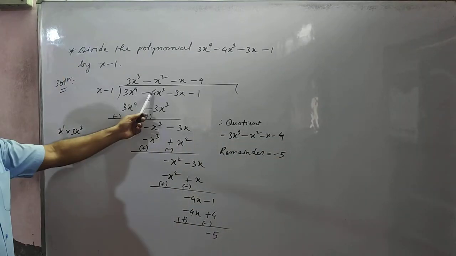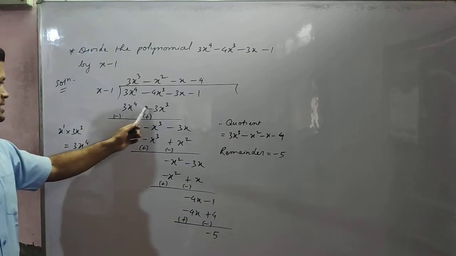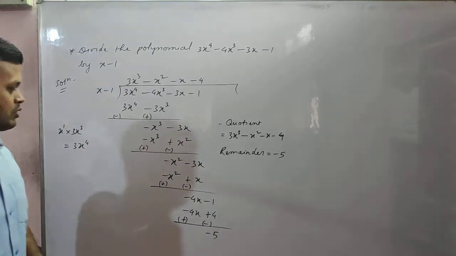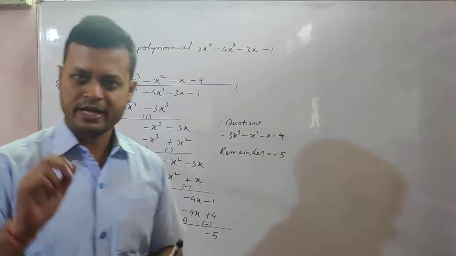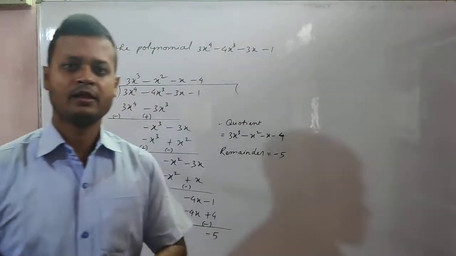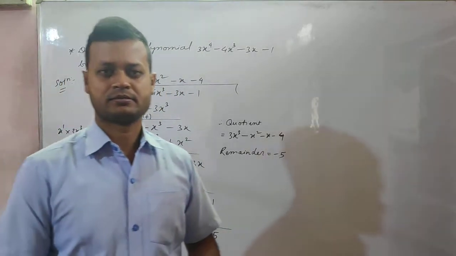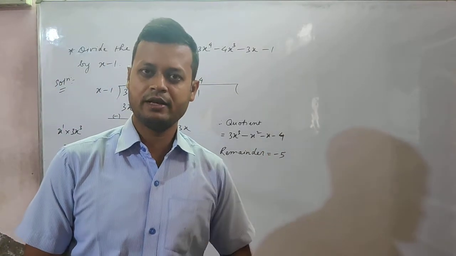Now, minus 4 plus 3. Students, here plus is there, put minus sign, here minus is there, put plus sign. Okay? When we are subtracting two polynomials, I think all of you have got this in the previous classes also. When we are subtracting two polynomials, in the lower line we have to change the sign. Upper line no need to change, but in the lower line we have to change the sign.